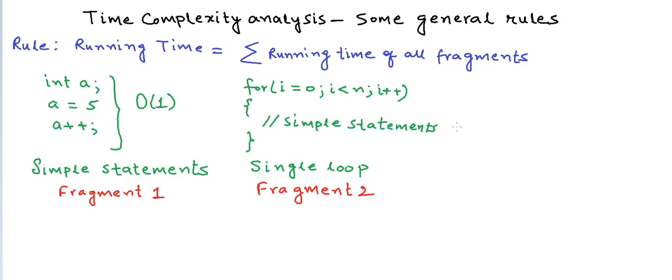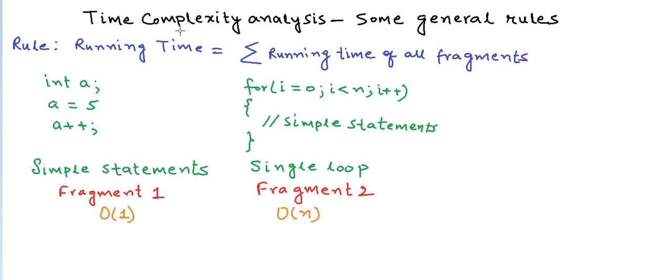So in this case, this loop runs n times, and the simple statements take constant time, so the total time taken is definitely proportional to n. So the time complexity of a fragment like this would be big O of n. And I will create some space for another example.